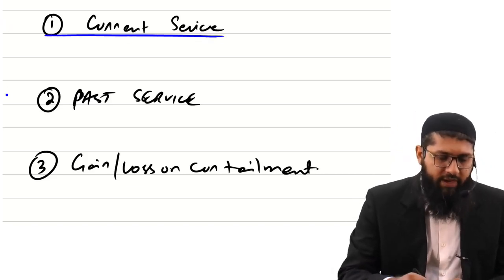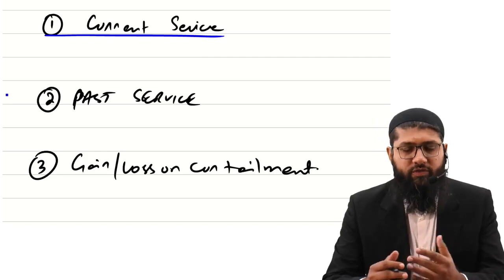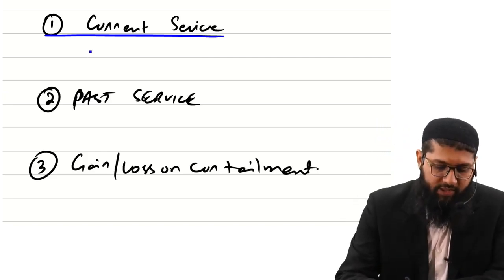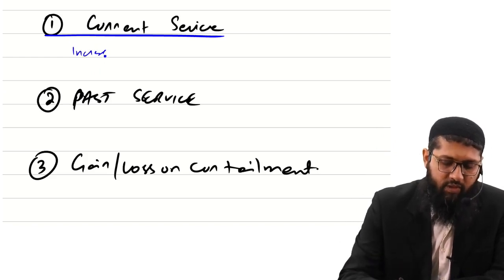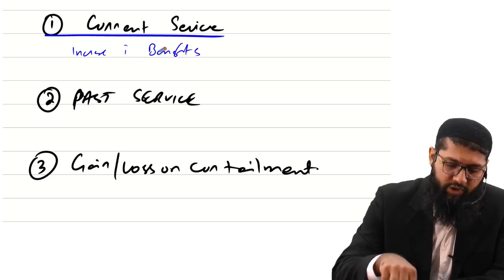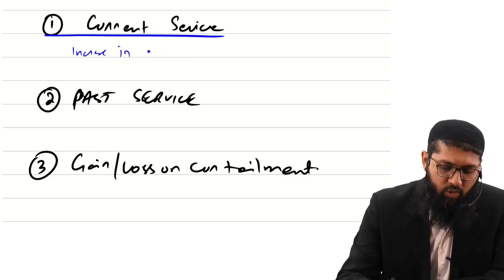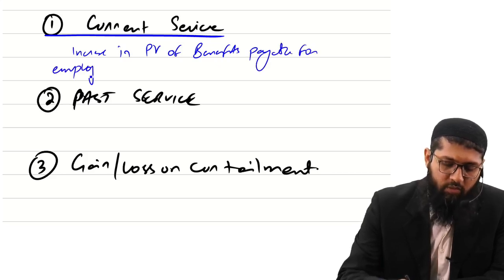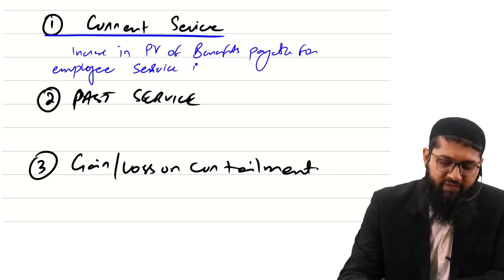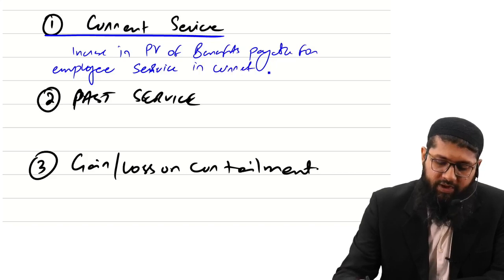If I talk about the current service cost, what is the current service cost? The current service cost is the increase in the present value of benefits payable for employee services in the current period.